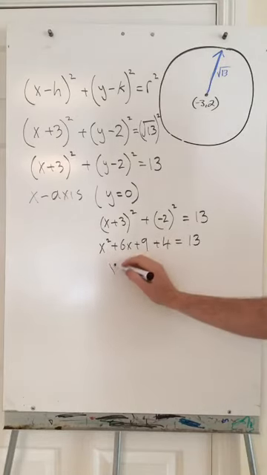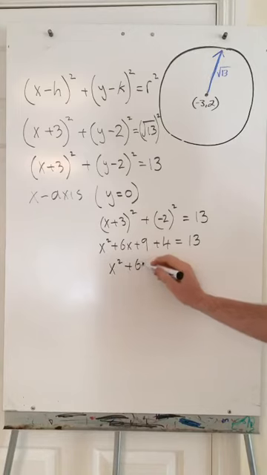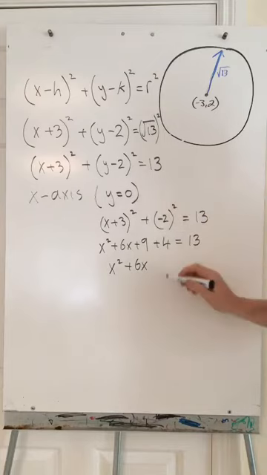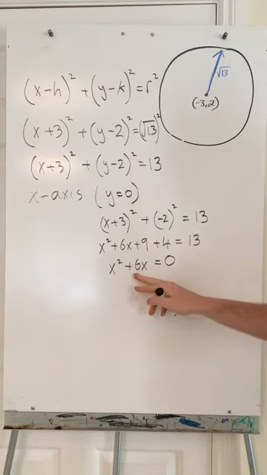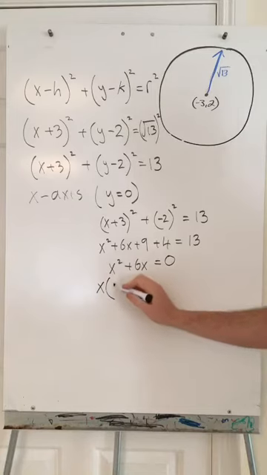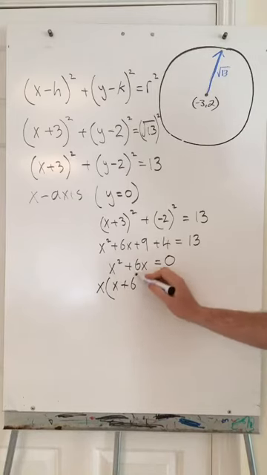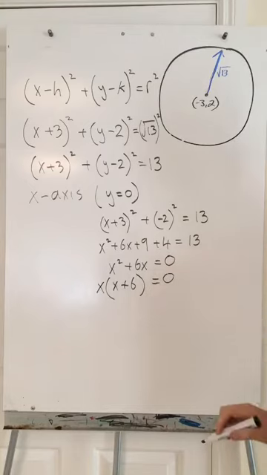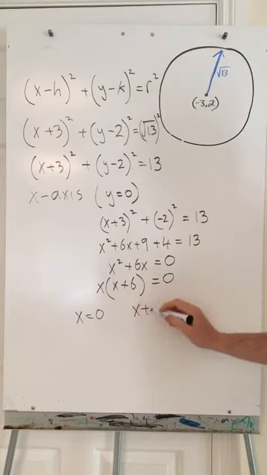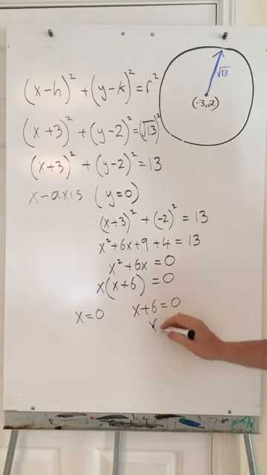And now I have x squared plus 6x. If we look here, 9 and 4 is going to add to give me 13. This is 13, so if I bring this over, it'll go. So that is just equal to 0. This is a kind of a quadratic, right? We can do common factorization here. I can take x out. I'm left with x plus 6 is equal to 0. So then my two answers are x is equal to 0, x plus 6 is equal to 0, and x is equal to minus 6.